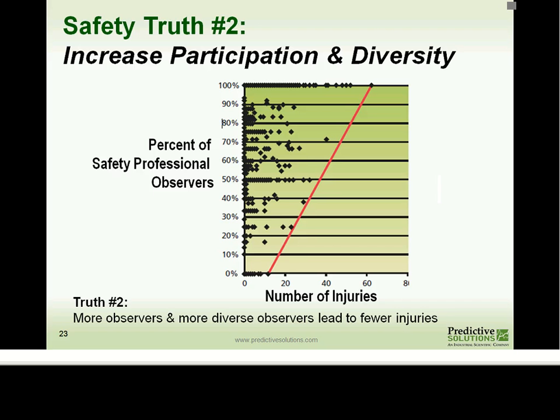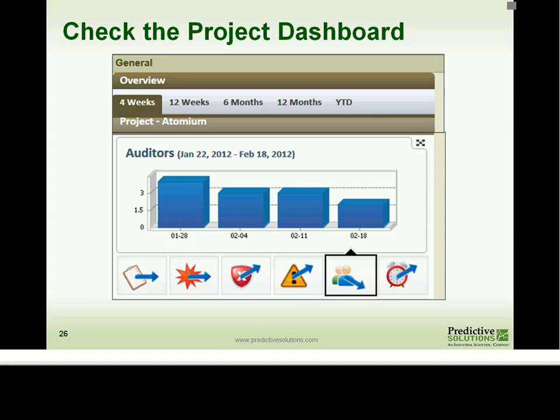And no one else is doing observations. So if you look at that, the designees aren't going out and seeing risky things, and no one else is doing observations. So this would be a red flag for me to go out there and see what's going on. Another thing we can do is look on the project dashboard.